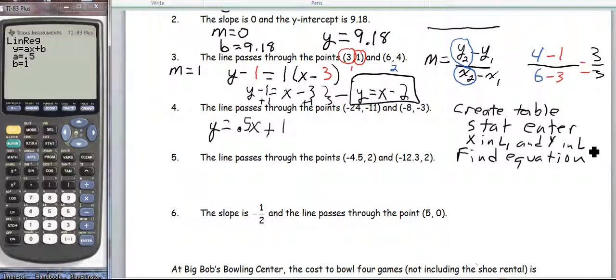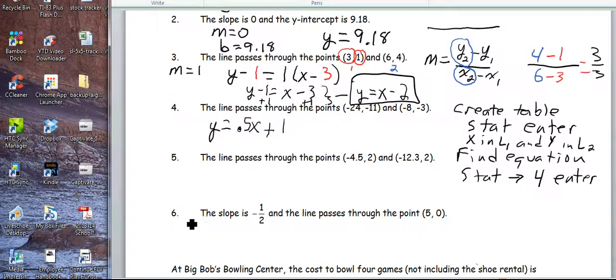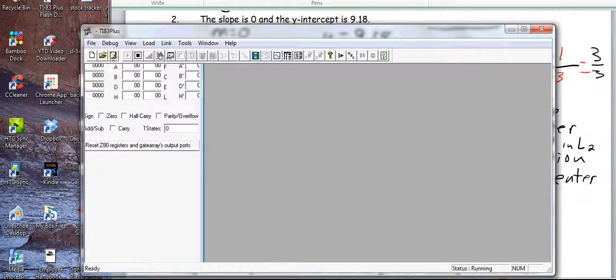So now to find our equation, we're going to press stat, the right button, the number 4, and then enter. Stat right 4, enter. So take a moment, make sure you write that down.